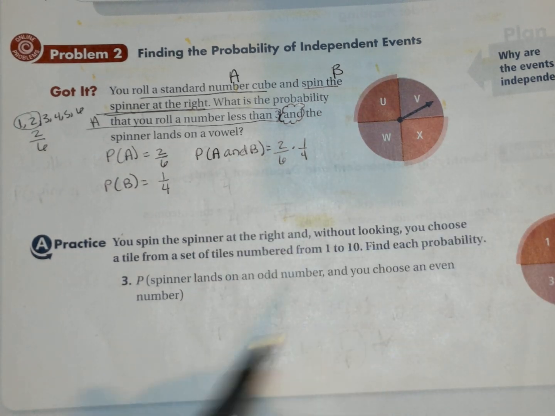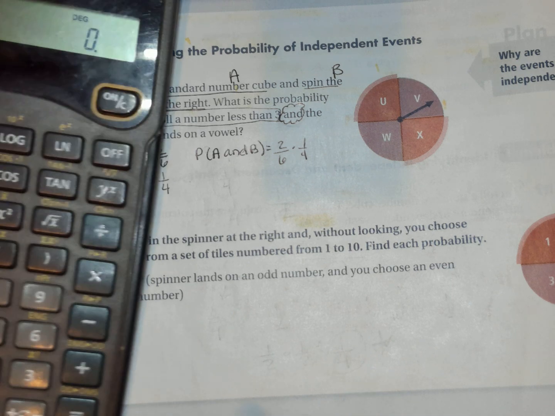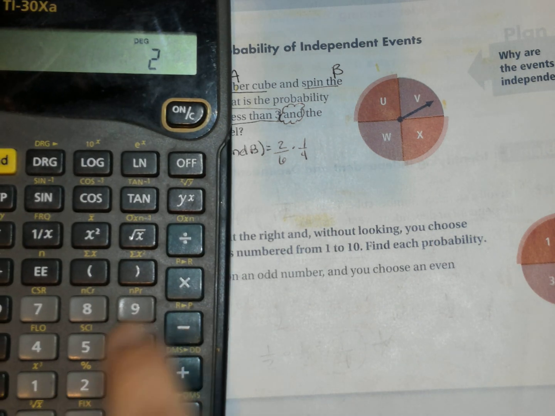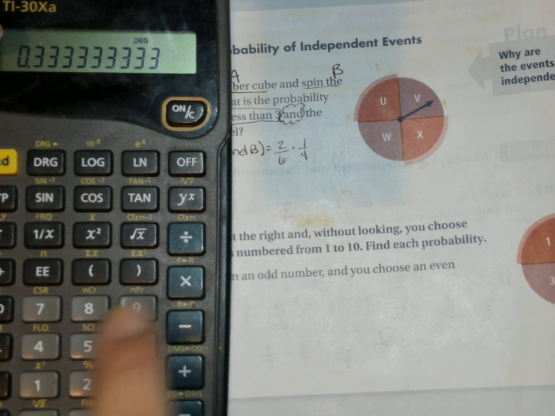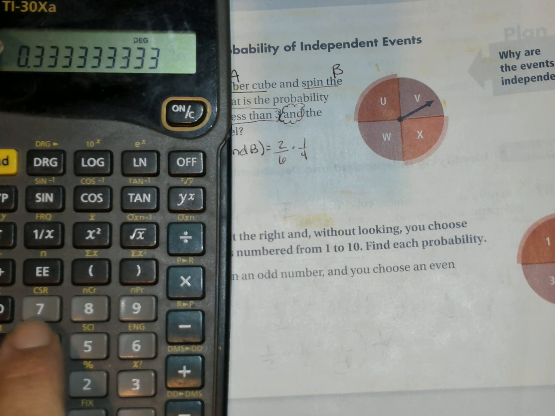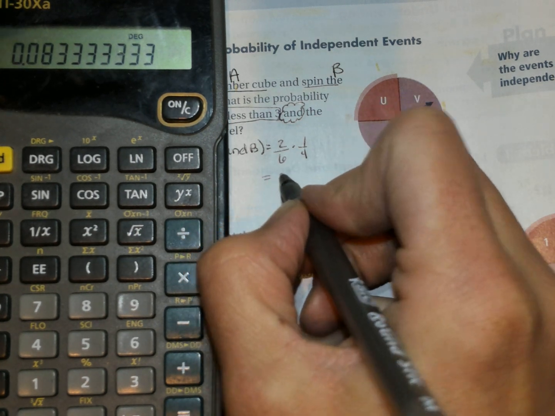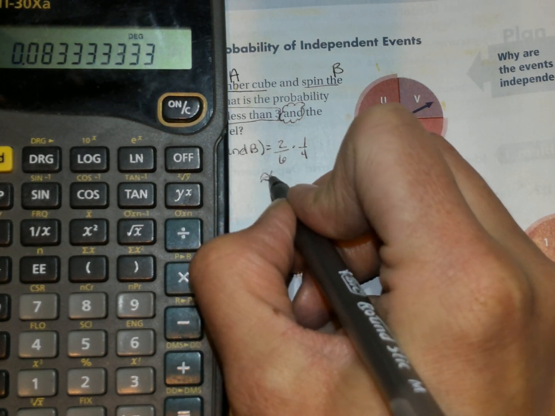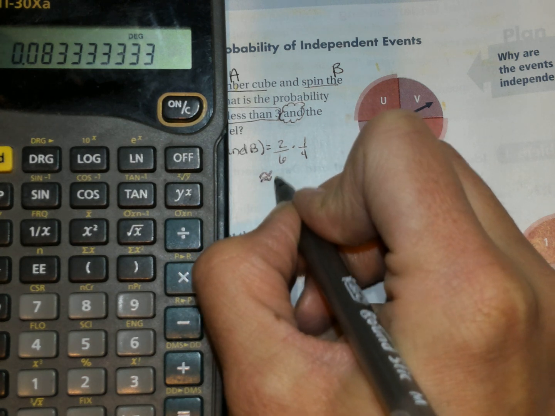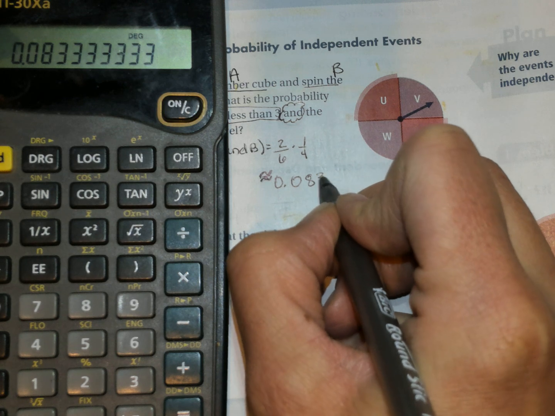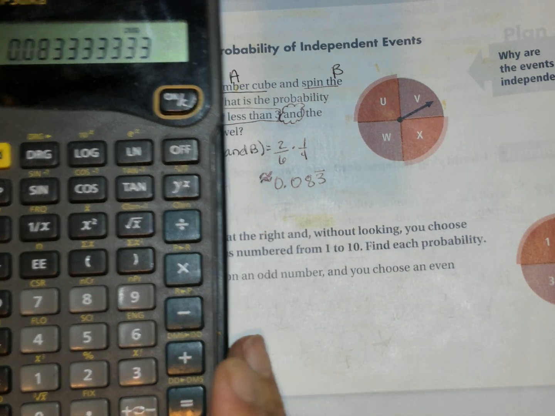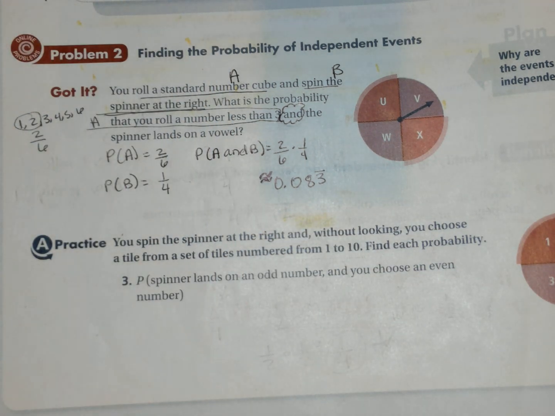You can use your calculator on your Chromebook or your phone. I'm just going to show on this one. So I would do 2 divided by 6 for 2/6 times 1 divided by 4. And that is hopefully correct. And I'm going to round it, so I'm going to put approximately equal to 0.083, and it repeats.